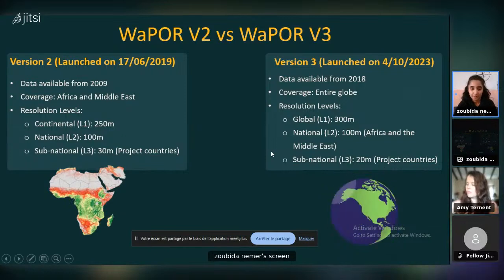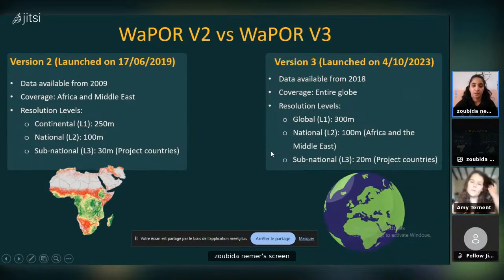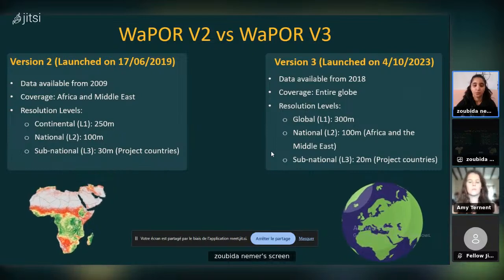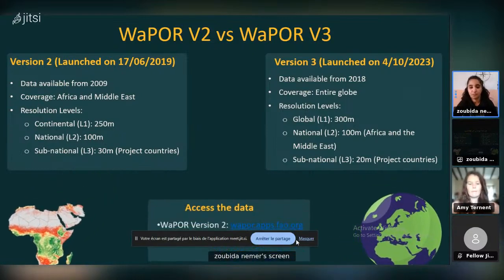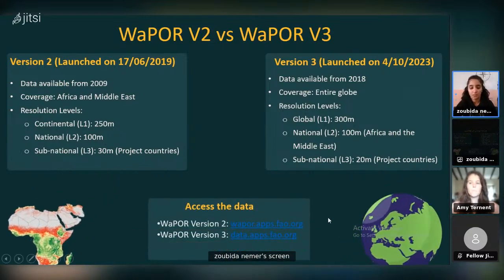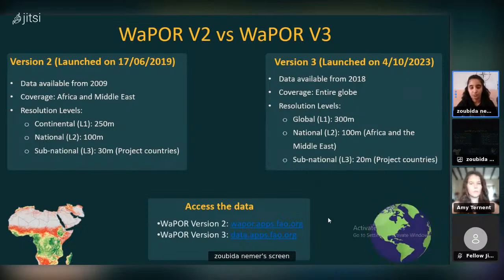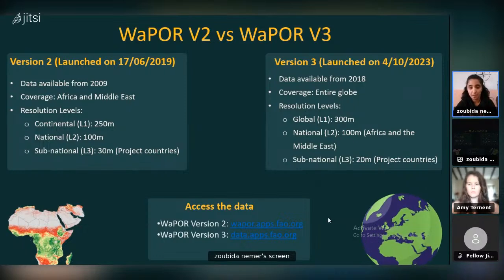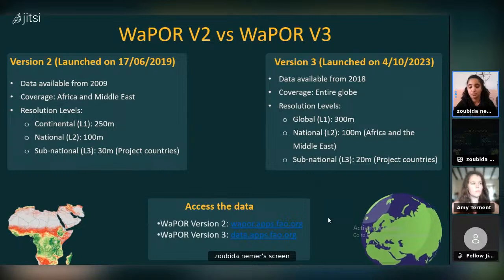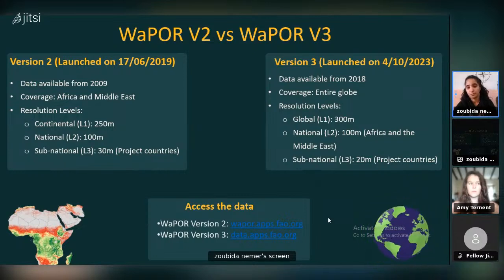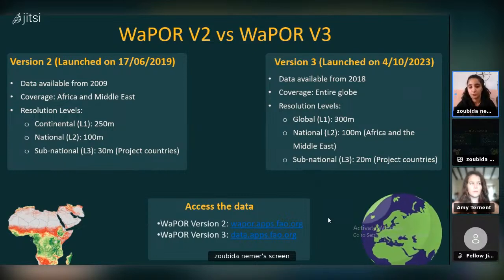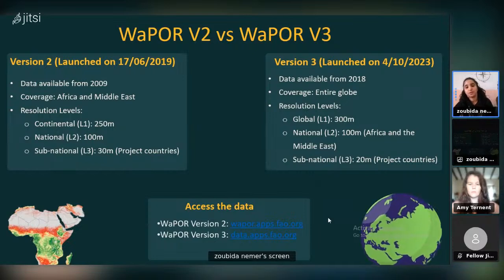To access this data, you can use these links. There is a platform for version 2 and a new platform for version 3. Version 3 also includes version 2, so you can get the WaPOR version 2 dataset directly from this platform, or you can use version 3 to get access to both version 3 and version 2.